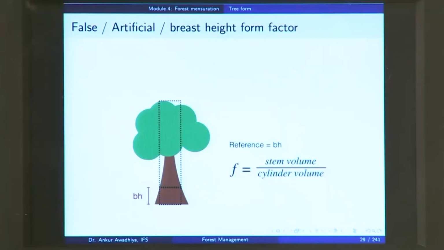So, this is the form factor that is mostly used, but because it takes the height as the breast height of 1.37 meters, which is not a natural value, it is something that we have devised out of our convenience, it is known as an artificial form factor or the false form factor or the breast height form factor.